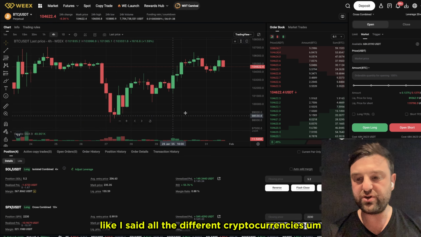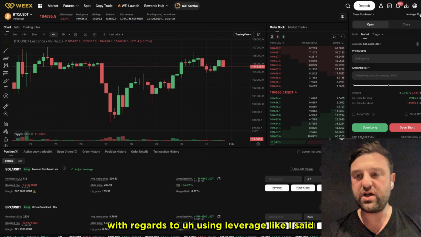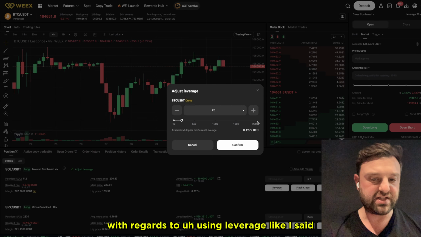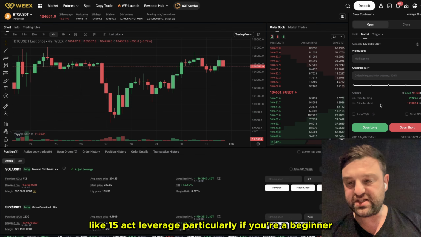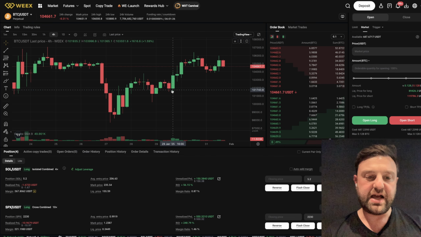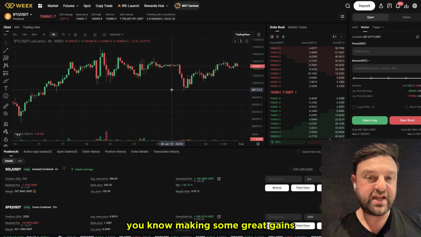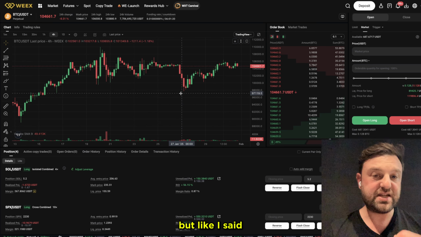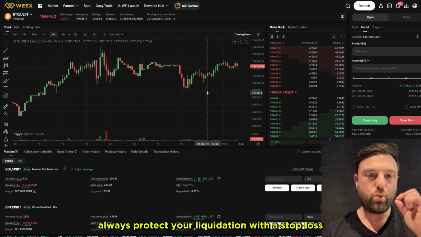Like I said, all the different cryptocurrencies. With regards to using leverage, like I said, really don't recommend using more than like 15x leverage, particularly if you're a beginner. And then you can start trading and making some great gains. But like I said, it's important that you manage the risk. Always protect your liquidation with a stop loss.